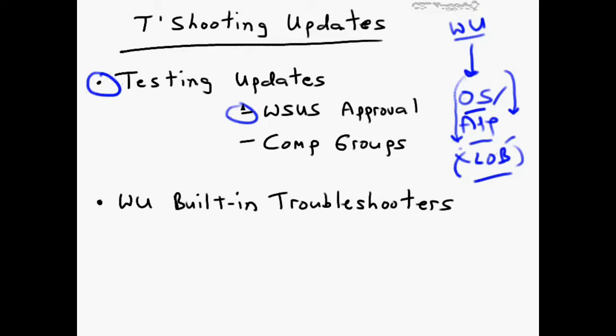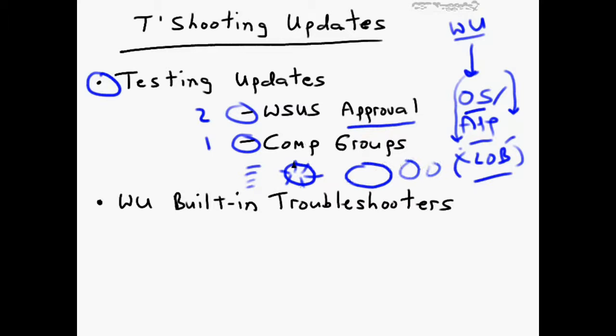WSUS makes it easy to do this because you can create computer groups. So you can create, say, a testing computer group and assign your testing workstation or workstations to that group, and then you can create another group for your user population or several groups depending upon how granular you want to do things. And then in WSUS you can selectively approve updates. So the idea is that you would approve updates to your testing group, run your tests, and based on the results of those tests, decide whether you want to approve the updates for the rest of your population.